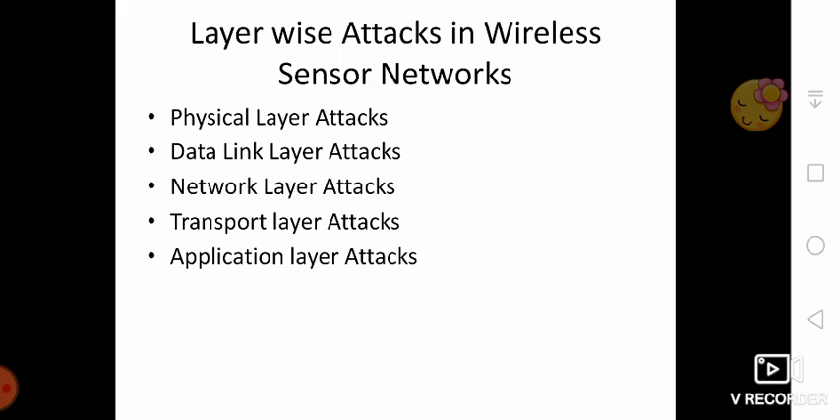Next is the data link layer. In the data link layer, we have continuous channel access, exhaustion, collision, unfairness, and interrogation. Then the third one is the network layer. In the network layer, we have sinkhole attack, hello flood, node capture, selective forwarding, black hole attack, and wormhole attack. Then spoofed, altered, or replayed routing information, misdirection, and homing.